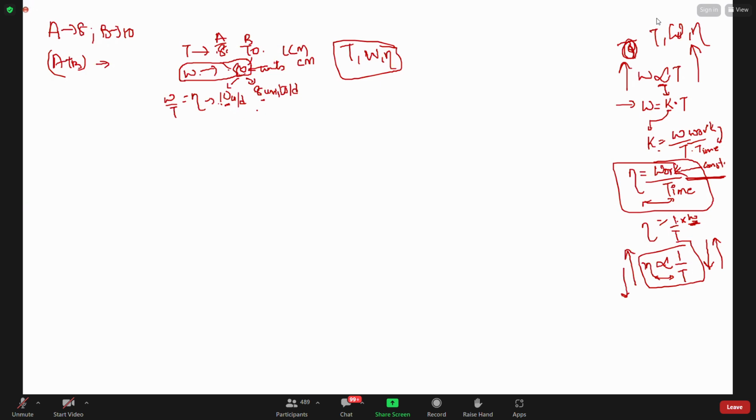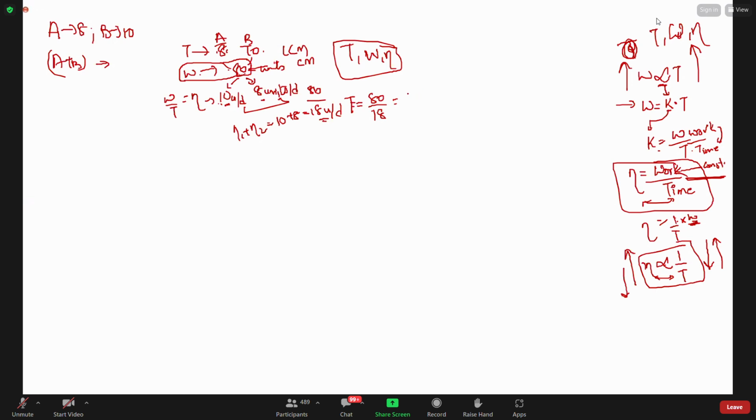And then when they're working together, you want their efficiencies to be added. 10 plus 8, 18. 18 units per day they can work together. The total work is 80. So you want to find out the time. 80 by 18. So 80 by 18 is what?